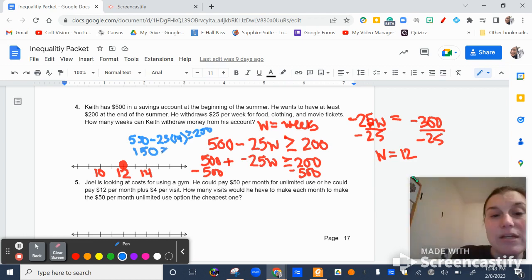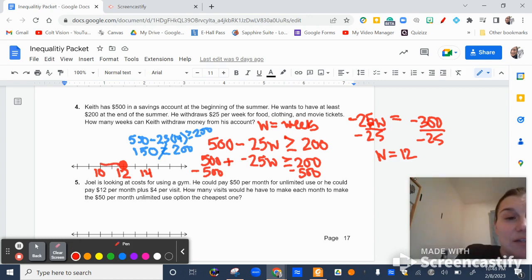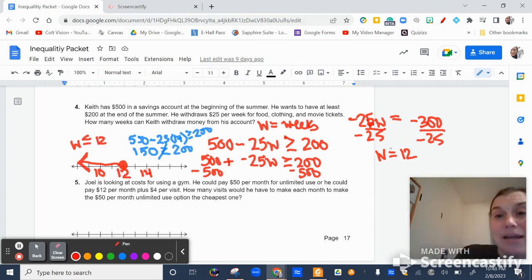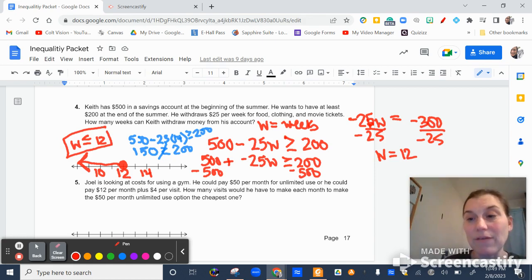So that means he would not, see, look, if I write this, that's not true. So 14 is not a solution. So that means my solutions are actually the things that are less than 12. So W is less than or equal to 12. See that inequality flipped because I divided by a negative 25. And so in the end, Keith can spend $25 a week for no more than 12 weeks.